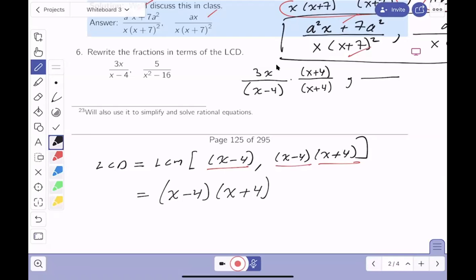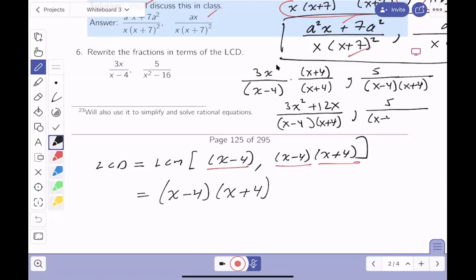Let's do the next one. 5 over x minus 4 times x plus 4. This one's not missing anything. Let's go through it. And what do you get over here? x minus 4 times x plus 4 on the bottom. What do you get on top? 3x squared plus 12x, comma, 5 times x minus 4 times x plus 4.